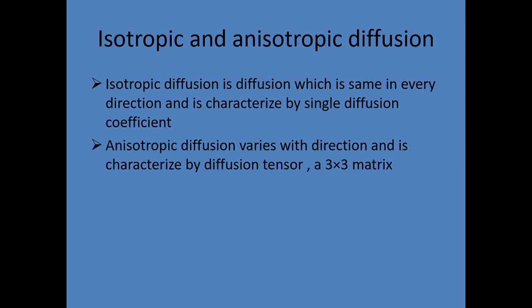Now we talk about isotropic and anisotropic diffusion. First of all, isotropic diffusion is diffusion which is the same in every direction and is characterized by a single diffusion coefficient, whereas anisotropic diffusion varies with direction, so it is called anisotropic, and is characterized by a diffusion tensor, a 3×3 matrix model.